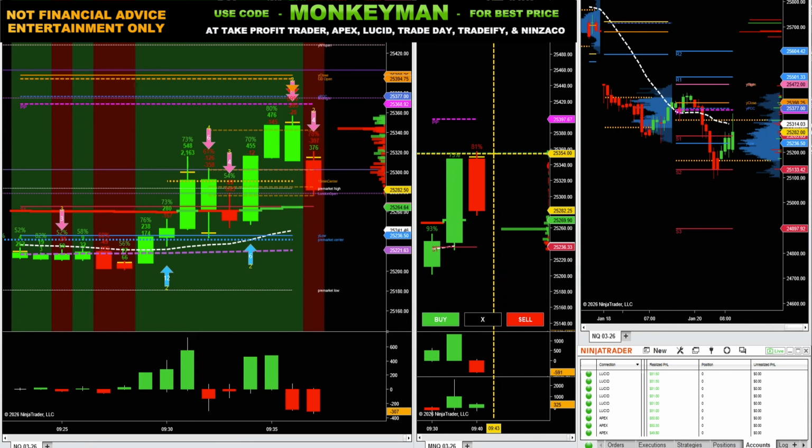Previous day VWAP closes. These are amazing key levels to have on your chart. It's this blue dashed line. This is from the MMT Ultimate VWAP indicator.